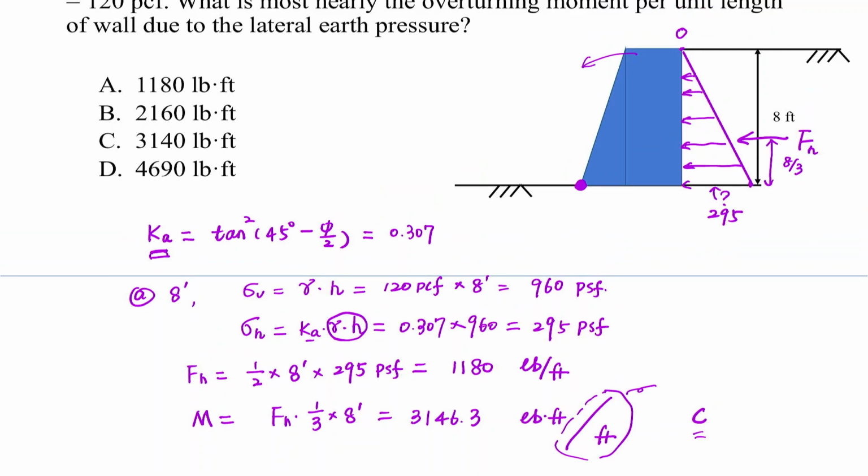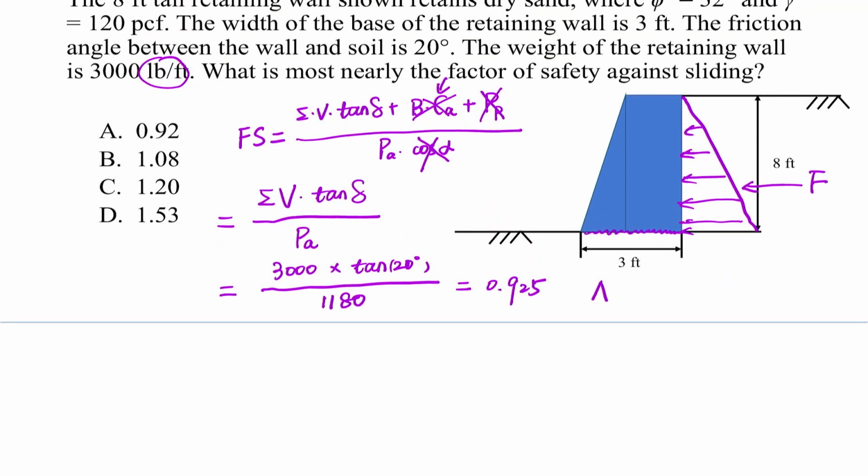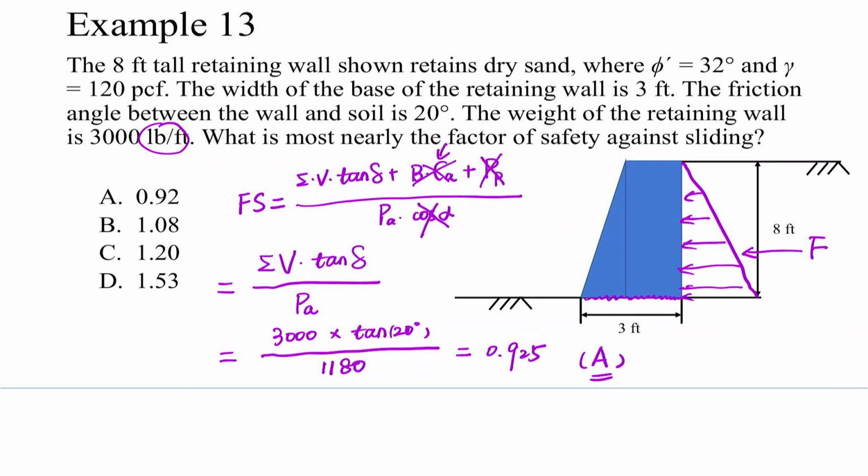So same process as this problem. We're going to put the 1180 over here. And then the final number for this is about 0.925, and the correct answer is A. And of course, this is not really a safe design for the factor of safety against the sliding. We want to achieve at least a 1.5. But for this problem, the factor of safety is 0.82. Okay, so that's it for example number 13.